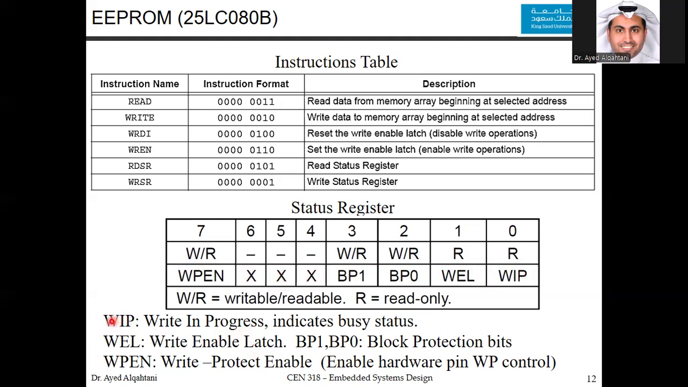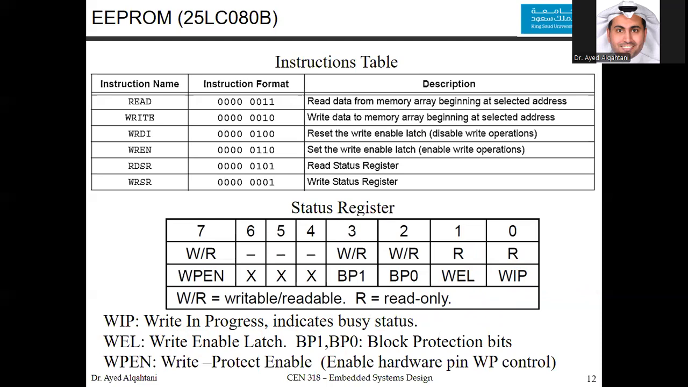We have the WIP, which means it's actually a status. It's only readable. It tells you that the write is in progress, indicating that it's busy. So if you see 1 here, it means that the write is in progress. We have the WEL, which is the write enable latch. It's actually a bit indicating the status of the write enable latch.